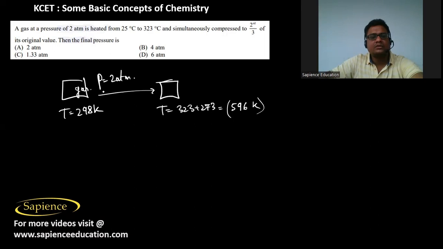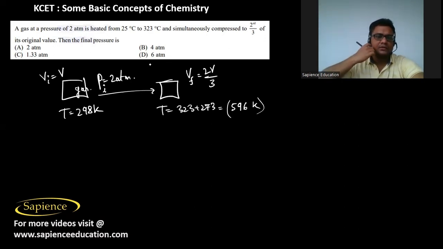So this is the initial pressure, and the initial volume is supposed to be V, and then the final volume is 2V by 3, which means it is compressed to 2/3 of the original value. Then we have to find out the final pressure here.